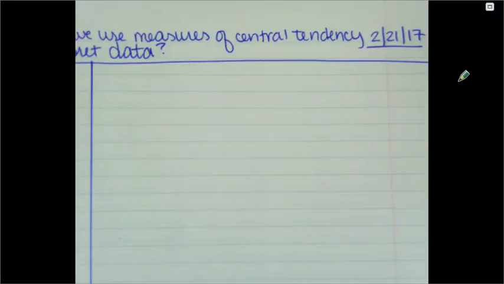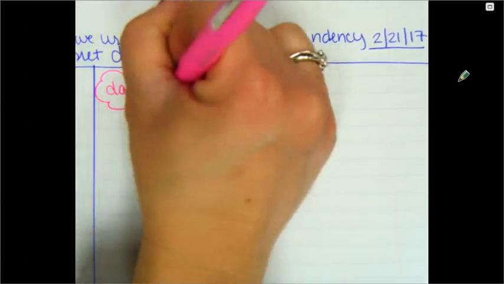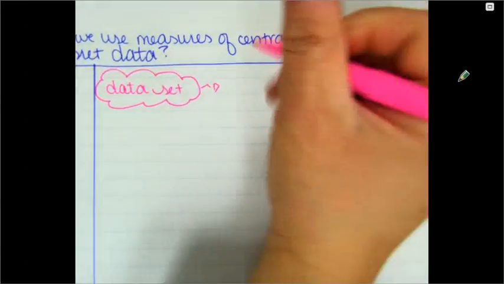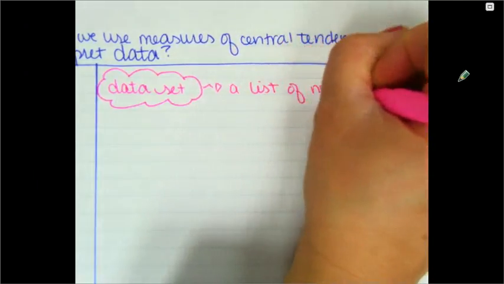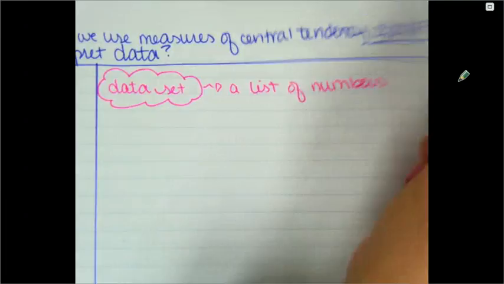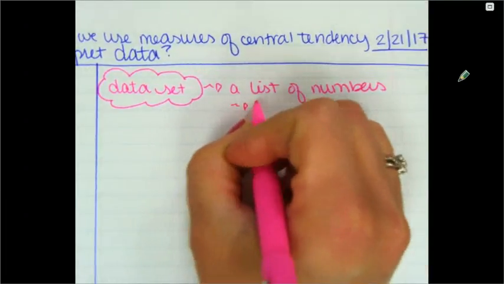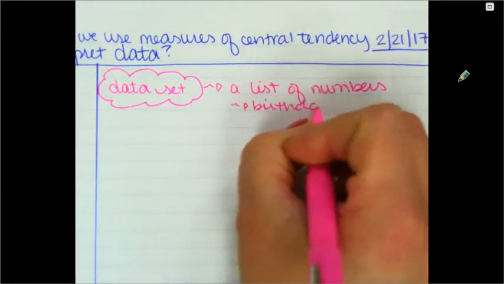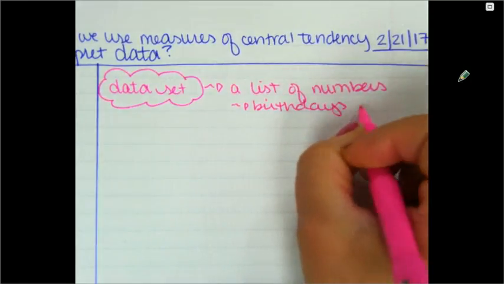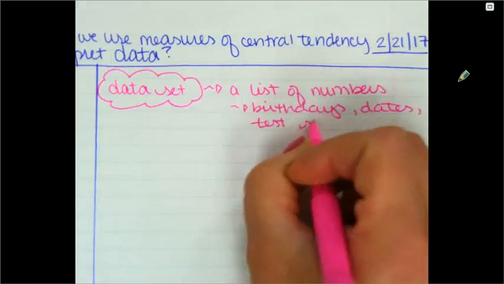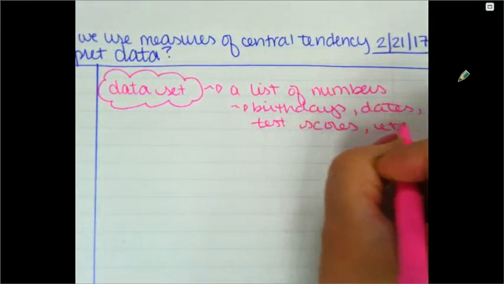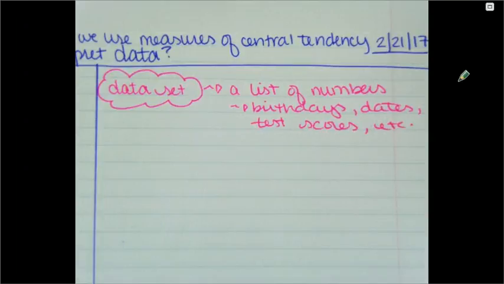First word. Data set. It lists the numbers. For example, we can do birthdays, dates, test scores, etc. Right? Lots of things we can do.